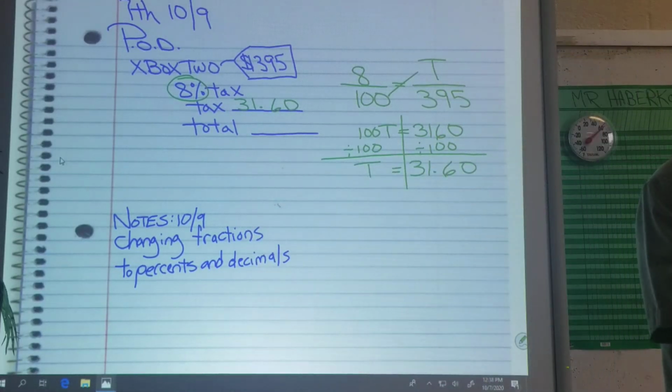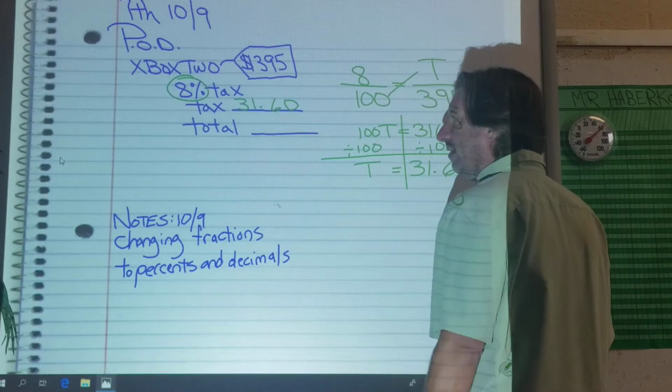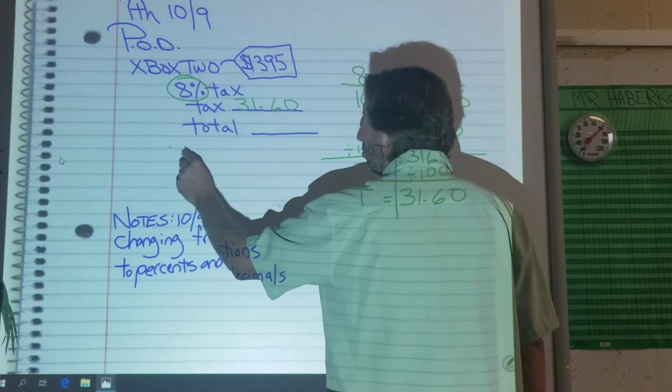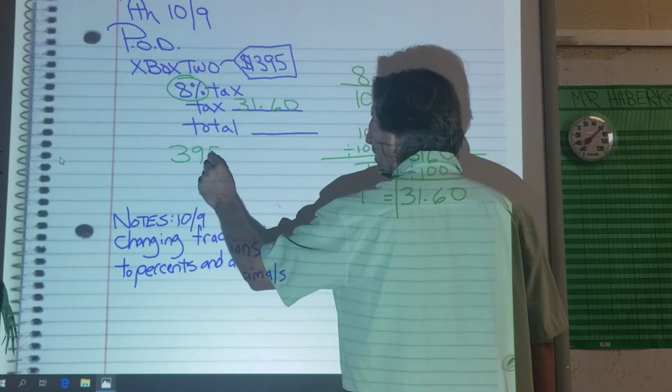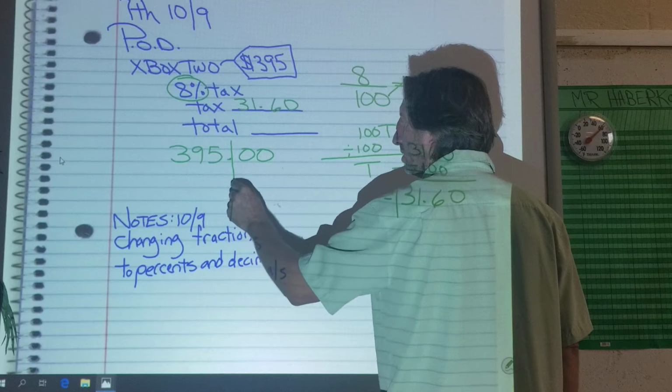Now we want to figure out the total. How much does this new Xbox 2 cost? So what we have to do is add the $31.60 to the $395. We add because tax is added on. It's not subtracted off. So 395, I'm going to put 0.00. And we have to line up our decimal points.